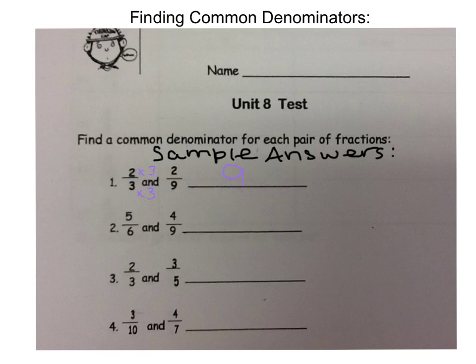I can also determine common denominators for number 2 by thinking, what number does 6 go into that 9 also goes into? What factor do they have in common? I know that 6 and 9 both go into the number 18. 6 goes into 18 3 times, 9 goes into 18 2 times.